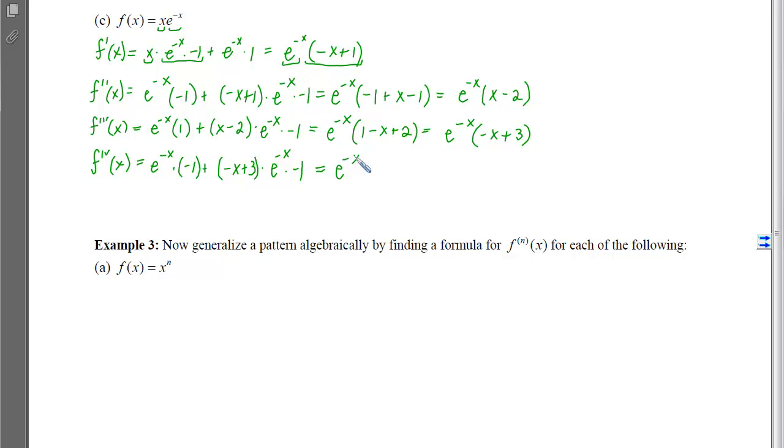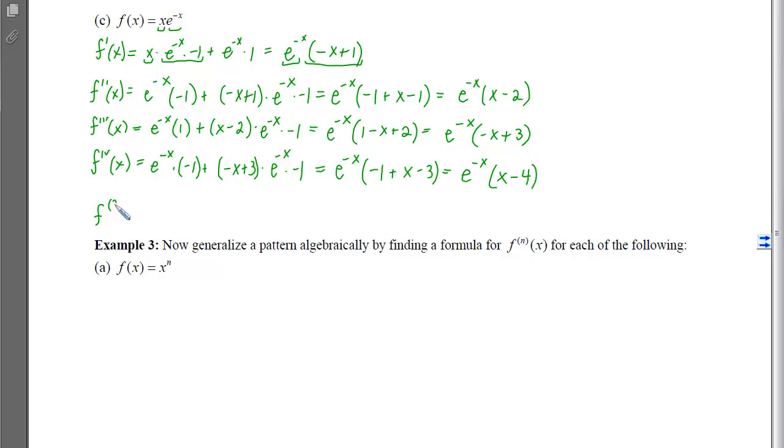If I factor out that e to the negative x, I'll have a negative 1 plus an x minus a 3. So now I've got e to the negative x times a positive x minus a 4. So if we look at this list, we can see that the x's are changing from negative to positive, from negative to positive, and I'm either adding 1, subtracting 2, adding 3, subtracting 4.